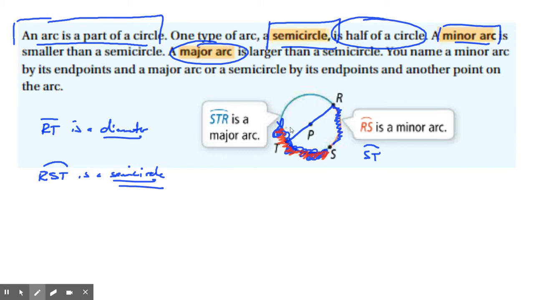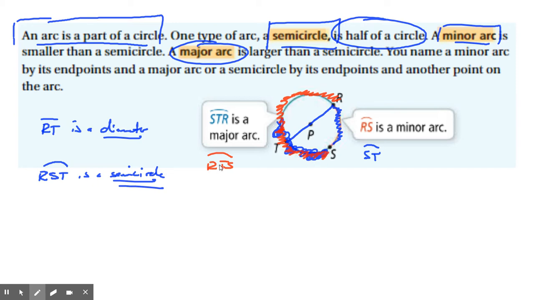S through T to R. And you'll notice that it is more than a semicircle, so that is a major arc. And again, notice I followed the order, S to T to R. I could also have called this arc RTS. And again, I would have followed the same path, but now I'm going counterclockwise.